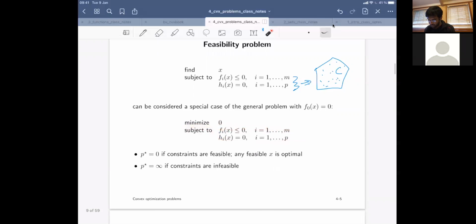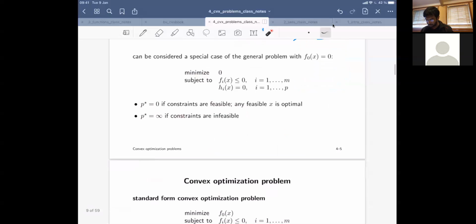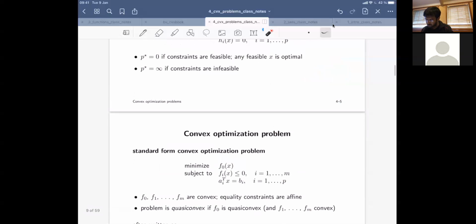So what will happen if the constraints are feasible? Then the optimum value will be 0 itself, this value itself, right? But if the constraints are not feasible, then for an infeasible problem, we say that the optimum value of the problem is infinite. So this is a way to rewrite the feasibility problem. These are very simple things, but we will use some of this later.